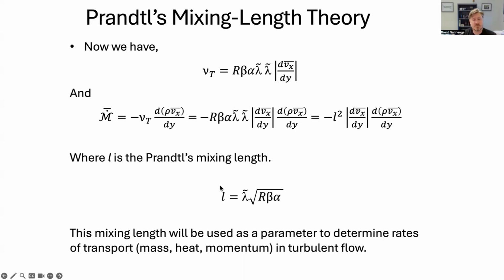This mixing length is very important. You're going to use this parameter in mass transfer, heat transfer, and momentum balance, basically to help quantify different rates of transport in turbulent flow. So this was the point, to group all of these different correlation coefficients into one parameter, which is L here.